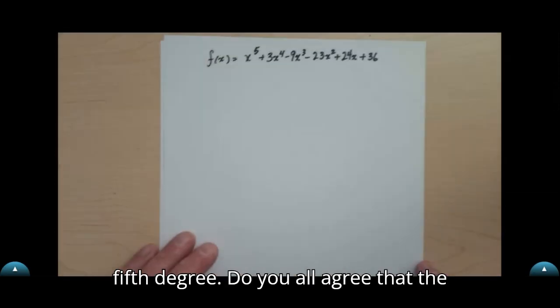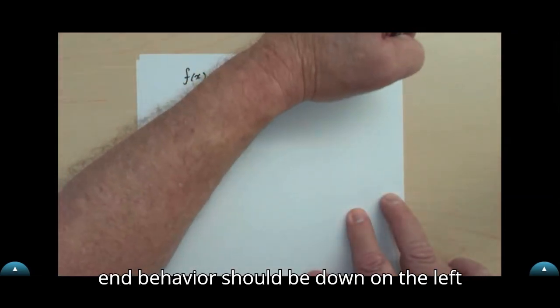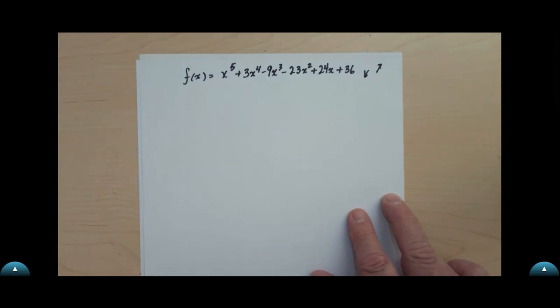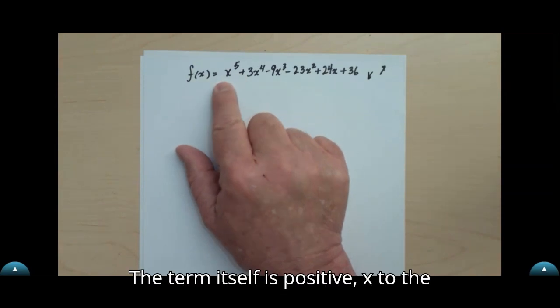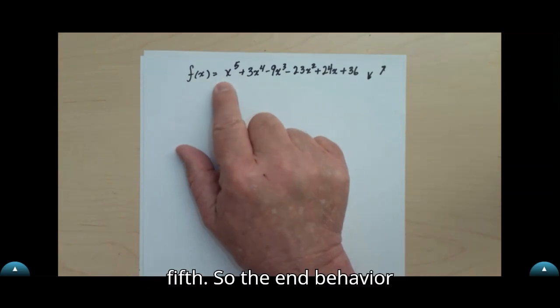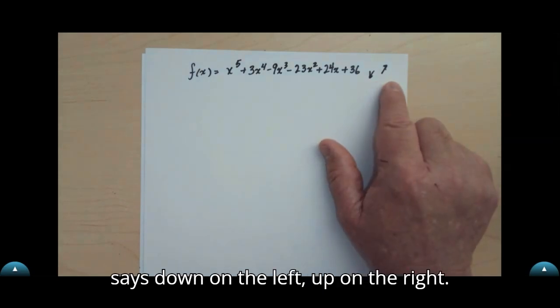So this is 5th degree. Do y'all agree that the end behavior should be down on the left and up on the right? The degree is odd, 5th degree. The term itself is positive, x to the 5th. So the end behavior says down on the left, up on the right.